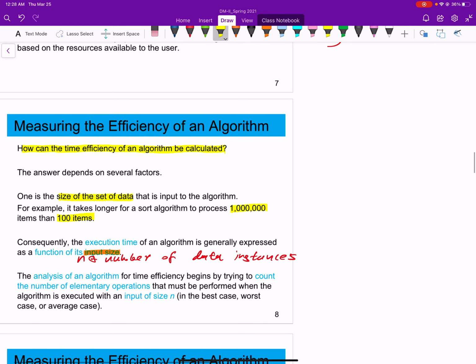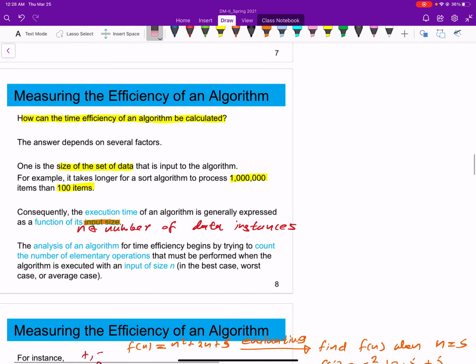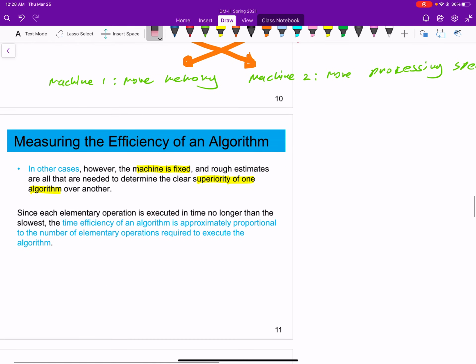Oh yeah, this part relates to the next example. So go to the example.